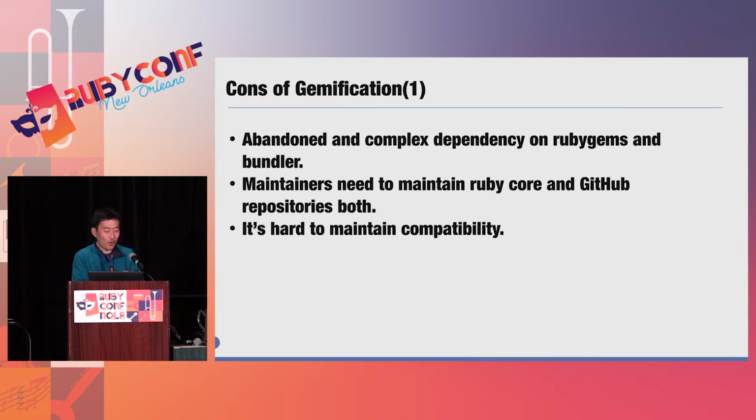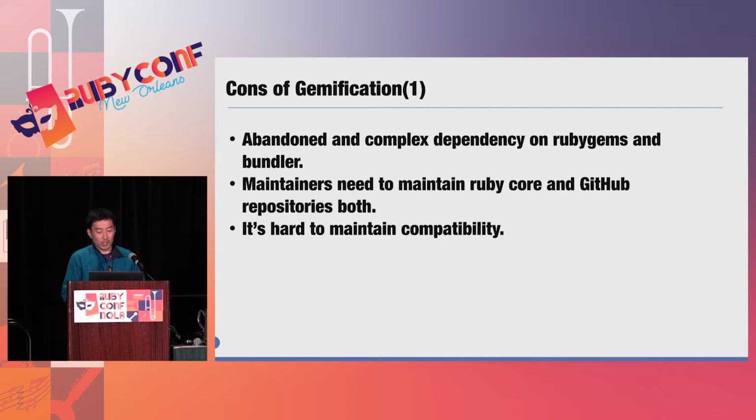Next one is duplication of the maintenance code base. Standard library maintenance needs to support the GitHub repository and the Ruby core repository, which uses Subversion. So both need to be updated when changing upstream.